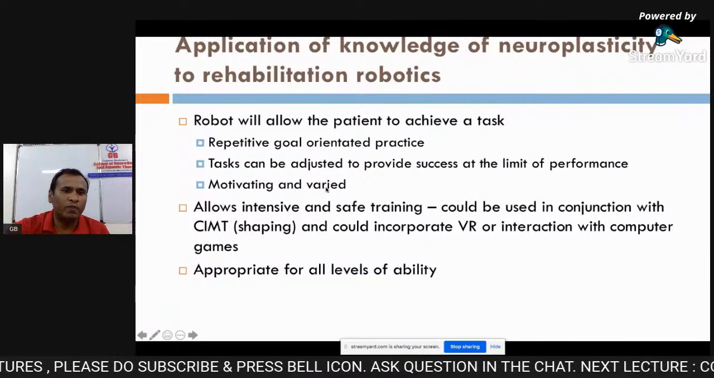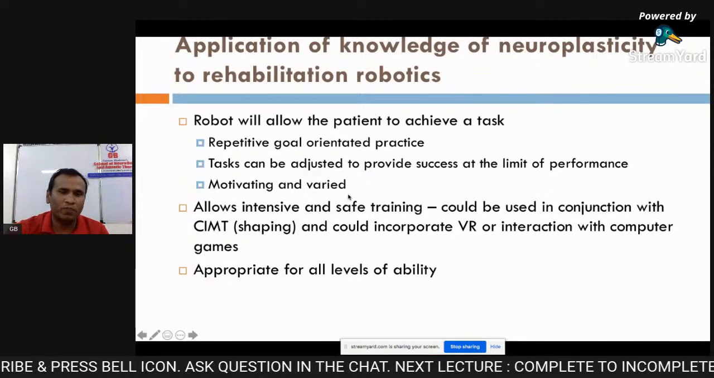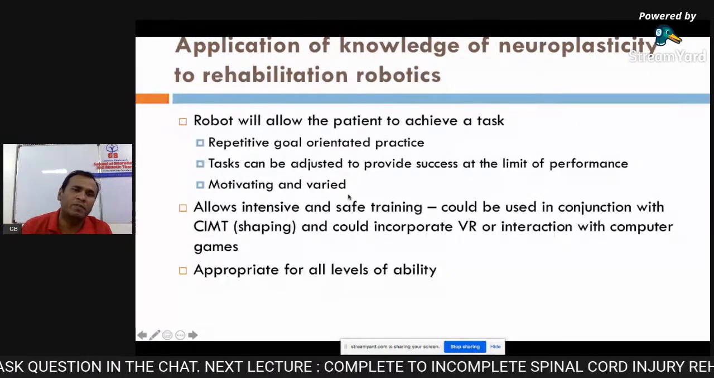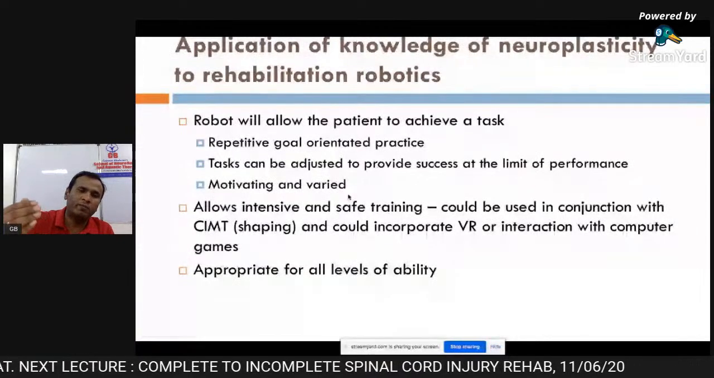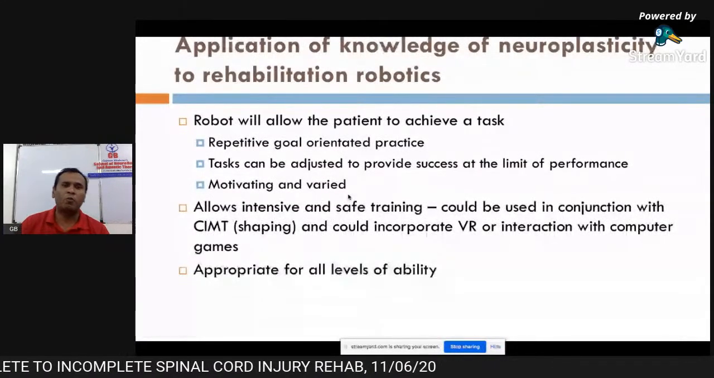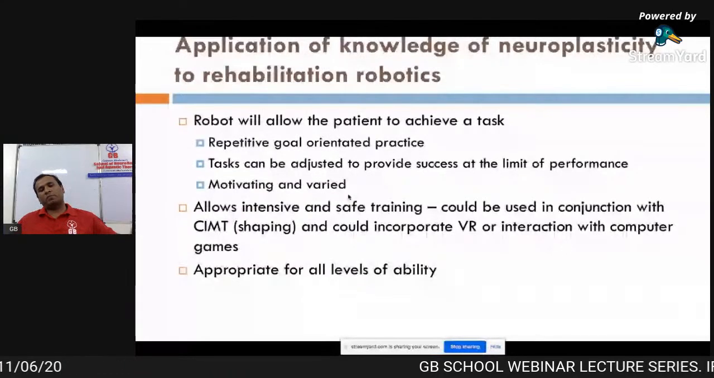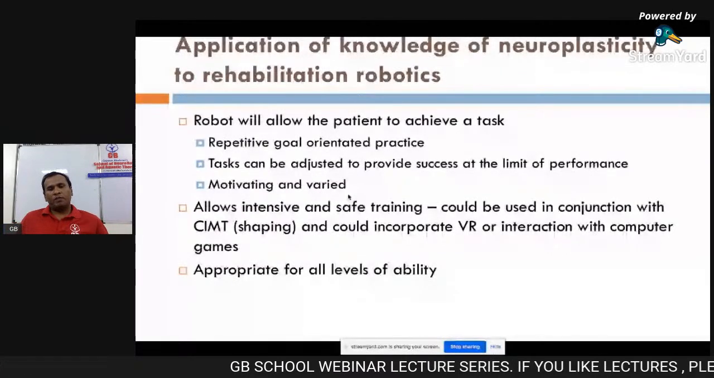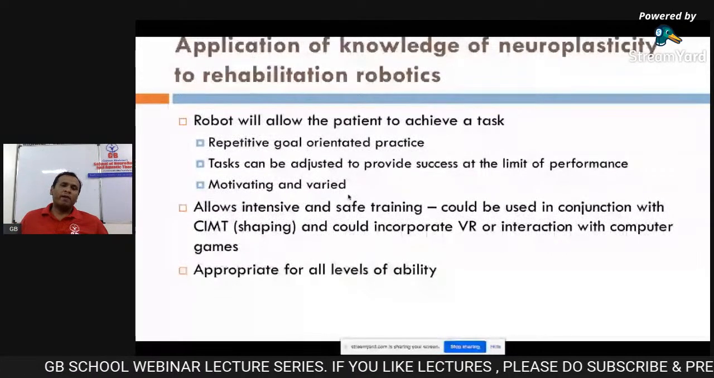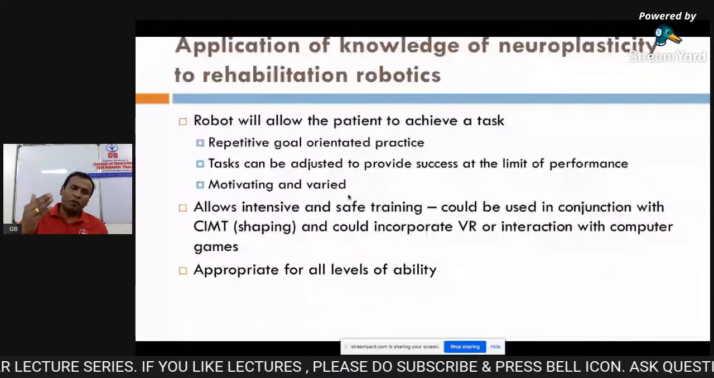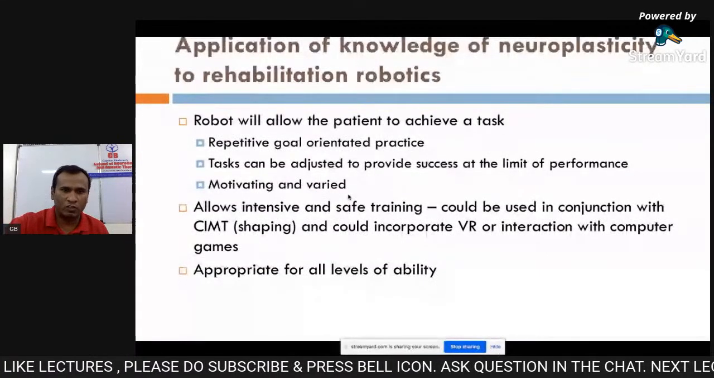Motivating and very variable. Because we always get the knowledge of result, and the limit can be adjusted by the computer or robot by itself, it is very motivating for the patient because the person is always trying to complete the task with the help of a robot, and the computer or robot can do a lot of variations also very easily.